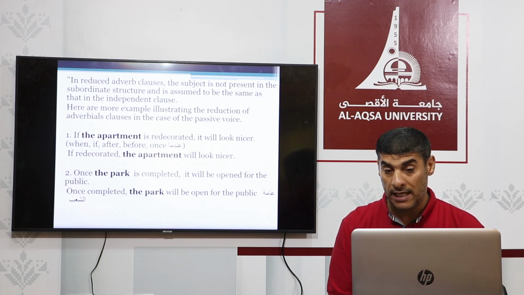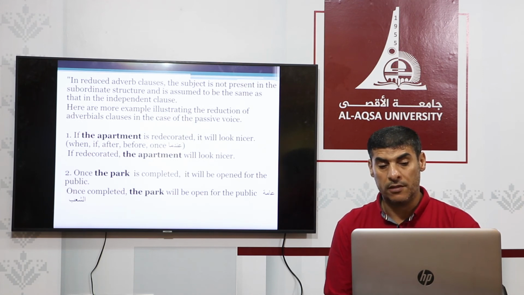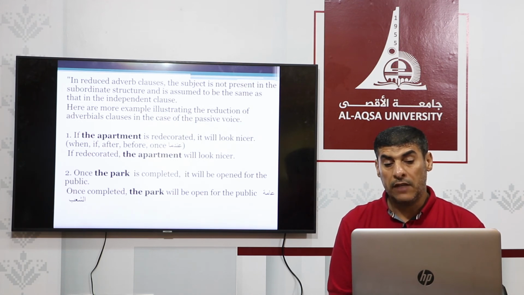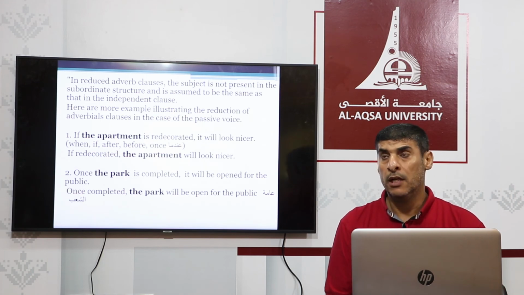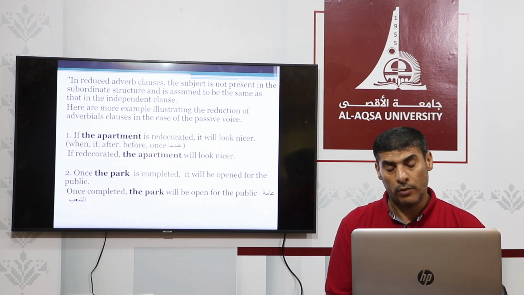Here are more examples illustrating the reduction of adverbial clauses in the case of the passive voice. If the apartment is redecorated, it will look nicer. We can use when, if, after, before, and once. So the answer is if redecorated. If you say if redecorated, what is redecorated? We don't know. So this seems to be ambiguous.